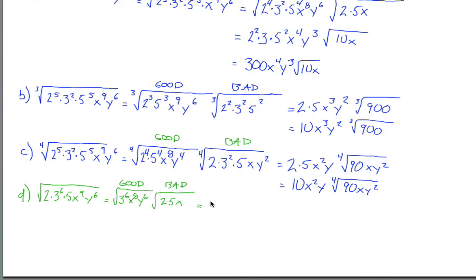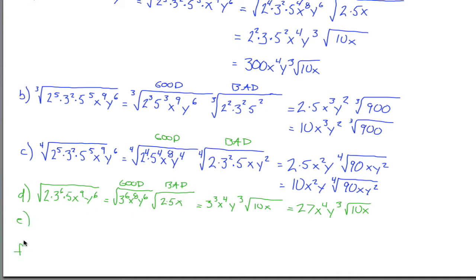And so what I get is the square root of 3 to the 6th is 3 cubed. The square root of x to the 8th is x to the 4th. And the square root of y to the 6th is y cubed. And in the bad radical, I have 2 times 5 times x, in other words, 10x. And 3 cubed is 27, so I could write this as 27 x to the 4th, y cubed. I was afraid I made a mistake, but I don't think I did. Bam, done with part D.